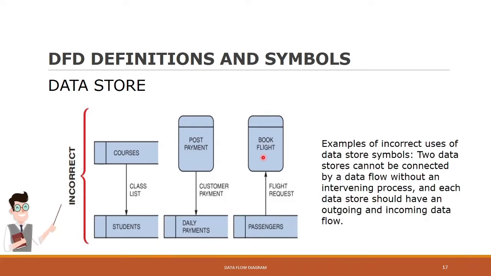Then we have here an incorrect example of use of the data store symbol. Two data stores cannot be connected by a data flow without an intervening process. So here is the example. This data store and data flow, we should not use in our diagram. No data store to data store. It should have a process in your data flow before going to a data store.